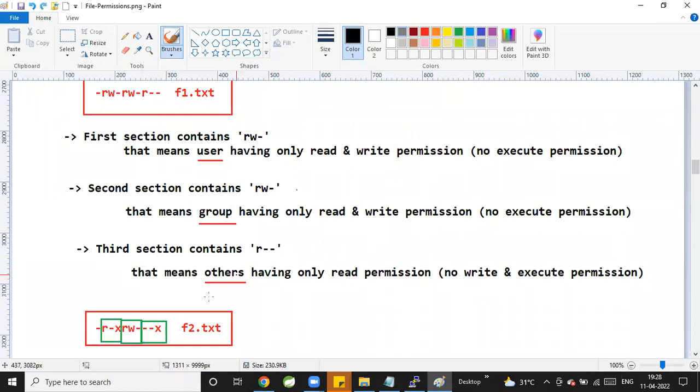Now similarly, I have given this, guys. F2.txt. Three segments I have separated. Can you tell me what permissions the user is having? What permissions others are having? What permission the group is having for F2.txt? Can you look at this box and tell me who is having which permission in this file?